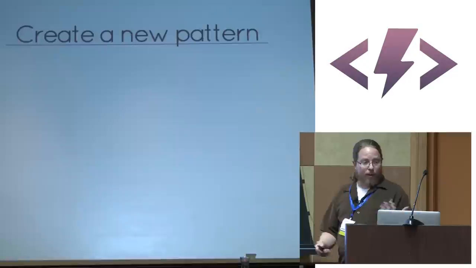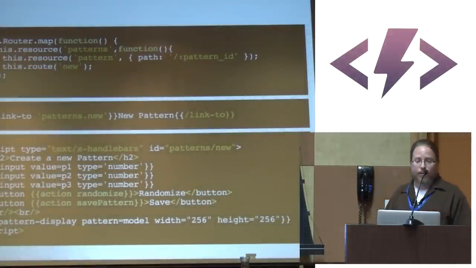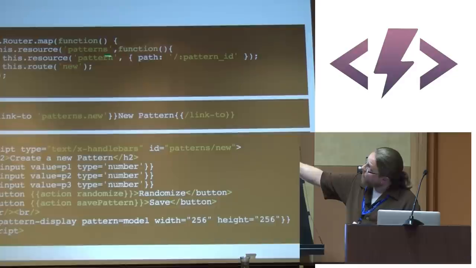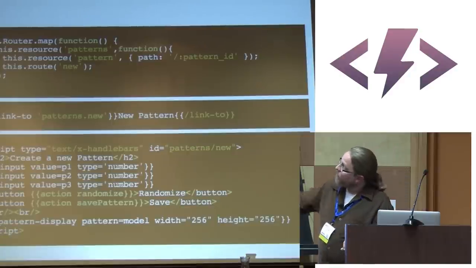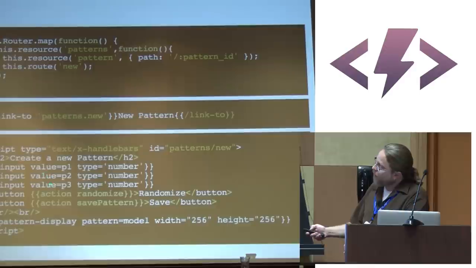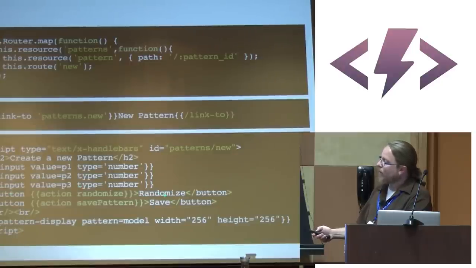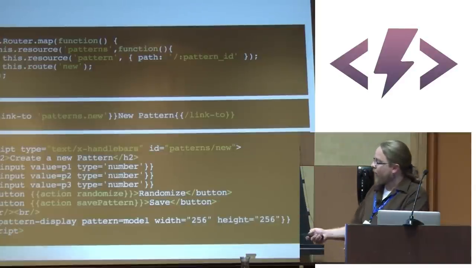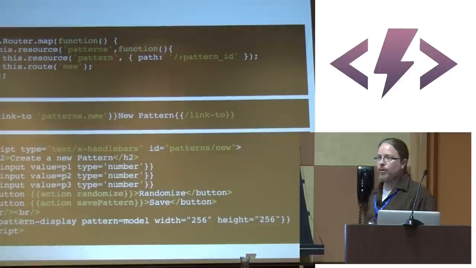So next thing, we want to be able to create a new pattern. To do that, we're going to add another line to the router, this.route('new'). Notice this is inside of our patterns route, so this is patterns/new. We're going to link to it. And then our new template just basically has three inputs, one for P1, one for P2, one for P3, and two buttons. One allows you to randomize those values, and the other allows you to save the pattern. And then we're also, just for convenience, showing you the pattern as you're creating it.